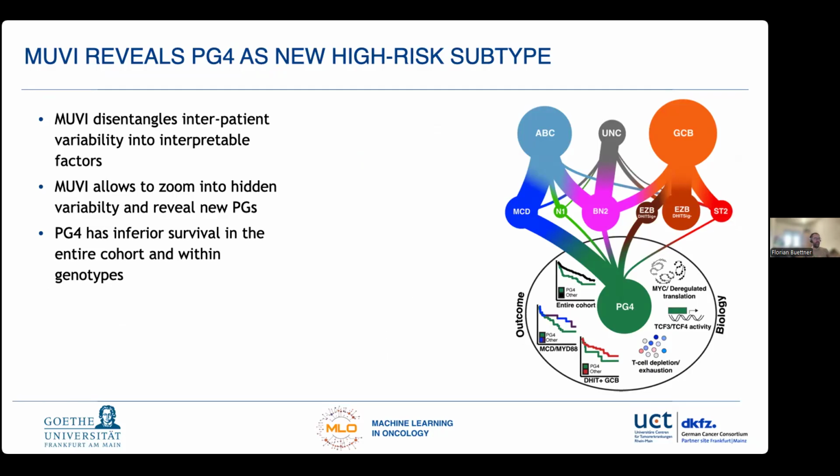And PG4 that we identified has an inferior survival in the entire cohort, also within known genotypes. So this holds true for MYD88 patients and double hit positive GCB patients as well, for example.